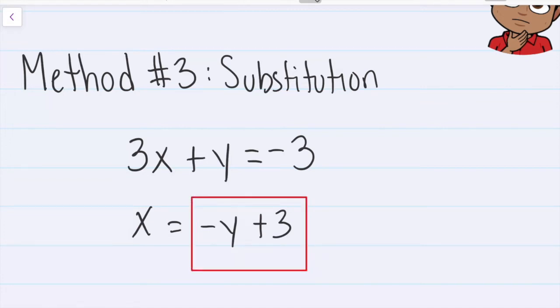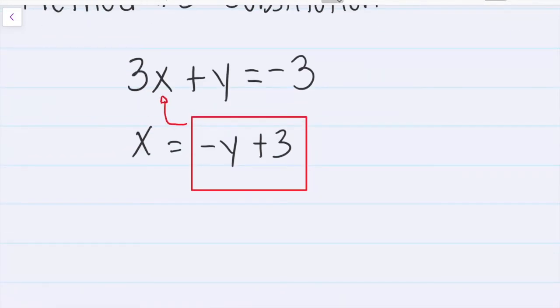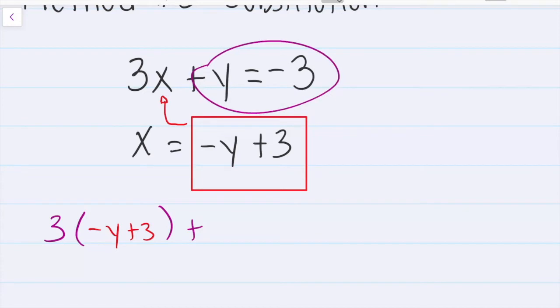So if x is the same thing as saying negative y plus 3, we could just substitute negative y plus 3 for x. Let me show you what I mean. So we have 3 parentheses. We're going to plug in, instead of an x, negative y plus 3, because like you said, it's the same thing. Keep writing the equation: plus y equals negative 3.